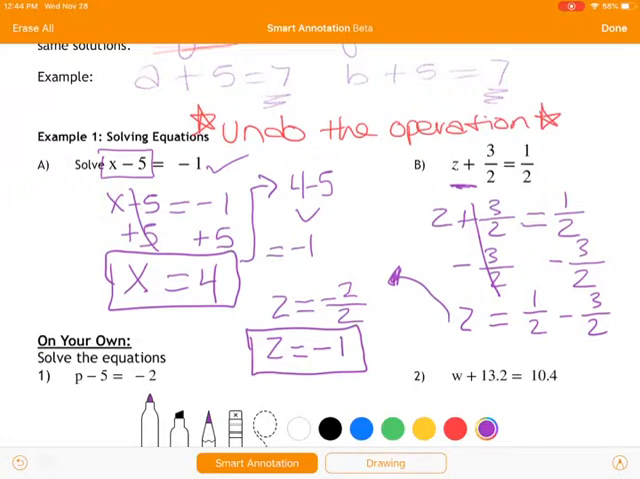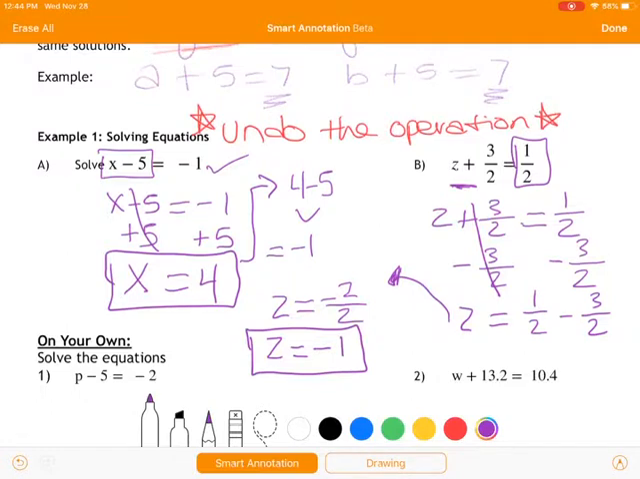And just like we did the first time, if you want to go back in and check your work and plug -1 in for z, you will end up getting this 1/2 if you go ahead and plug in that -1 for z, which you're welcome to pause the video and do if you want to check your work.